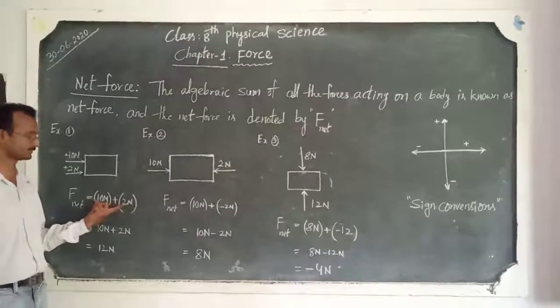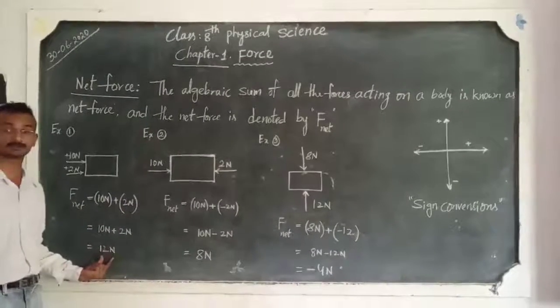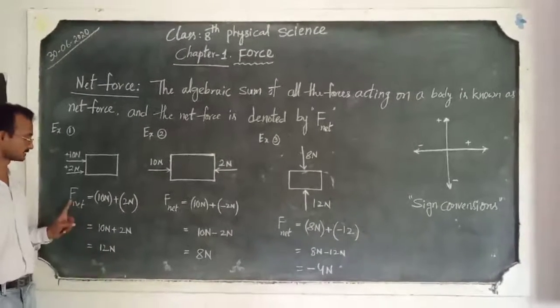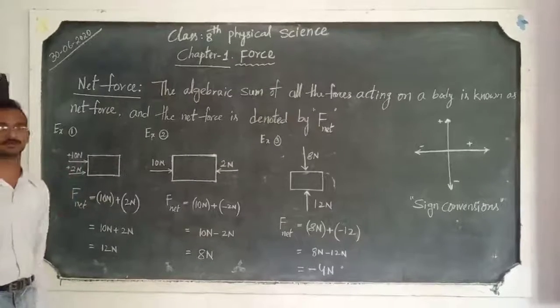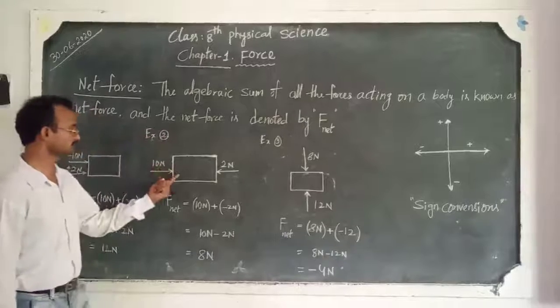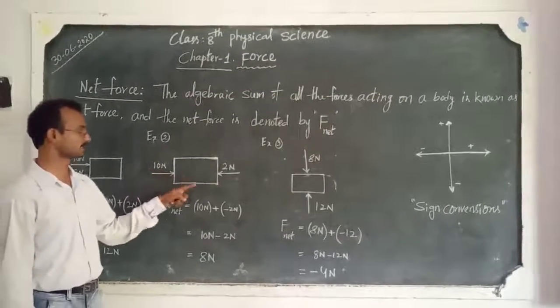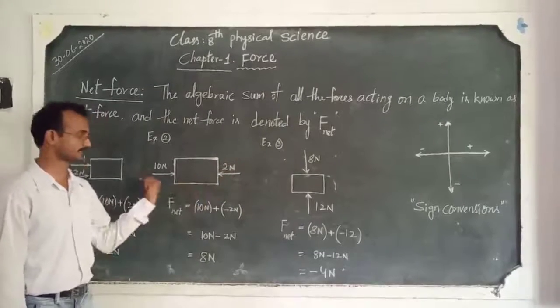The sum of these two positive forces, 10 newtons plus 10 newtons, gives you 20 newtons as the net force, F net, acting on the body. Let me tell you one more example, example 2. Two forces are acting on the body. One is 10 newtons towards the right side, another is 2 newtons towards the left side.